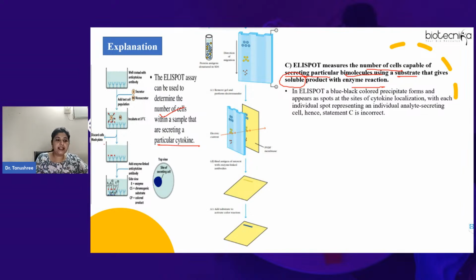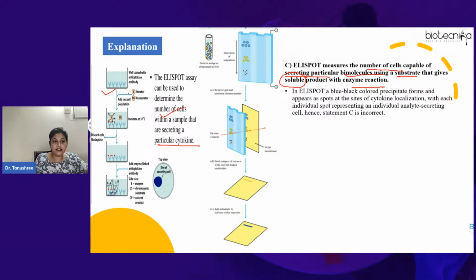And here the technique is mentioned: you need to attach the antibodies, anti-cytokine antibodies, or I should say the antibodies specific for cytokines, to the multi-well plate. Now you will be adding the cells. The cells will not simply start releasing cytokines. You have to give some trigger, okay, so that the cells can start secreting the cytokines.